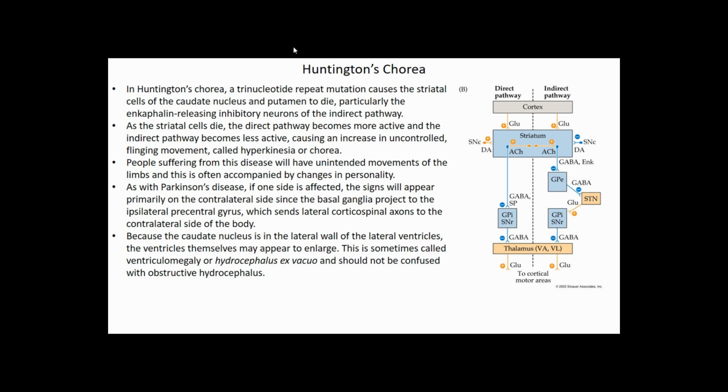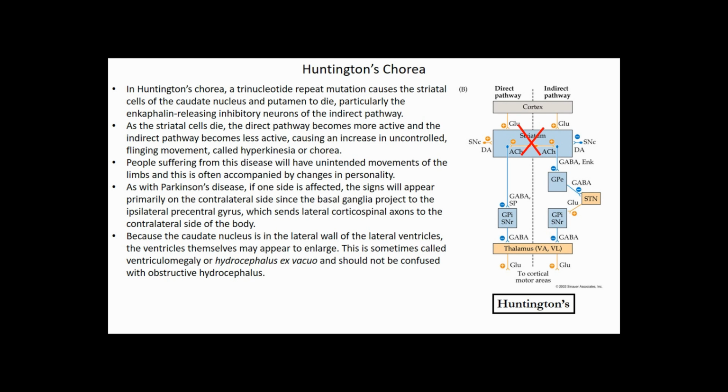Huntington's chorea. So chorea means dance or writhing motion, and this disease is due to a mutation, a trinucleotide repeat, that's going to result in the death of the neurons in the caudate nucleus and the putamen. So these striatal neurons are going to die, and the enkephalinergic inhibitory neurons that release enkephalin are particularly affected. The net result is basically the opposite of Parkinson's. You're going to wind up having increased activity of the direct pathway and decreased activity of the indirect pathway. And that basically means you're going to wind up with increased and uncoordinated, unplanned, unintended motor activity. So limbs are just going to start writhing around.